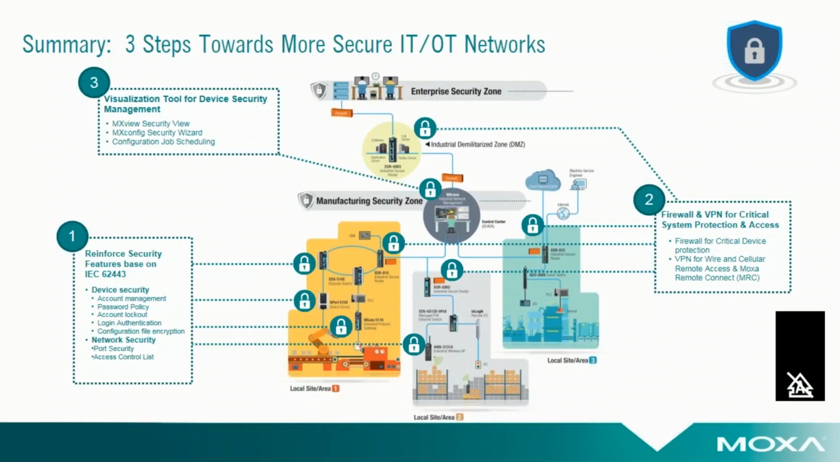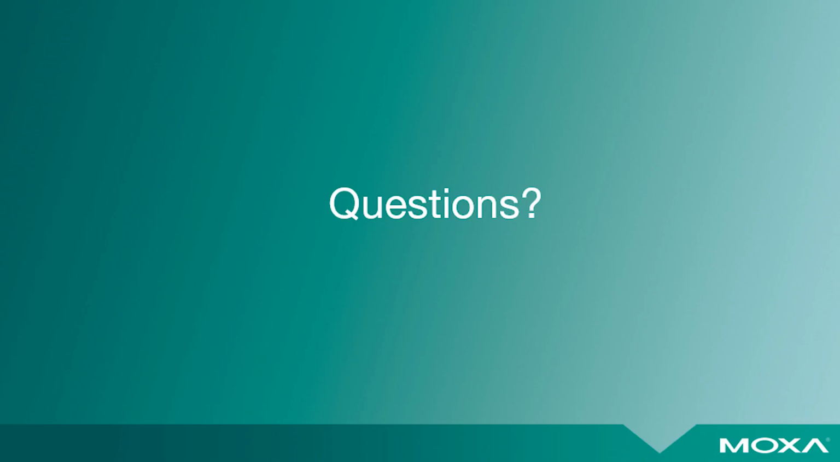Second is network design: secure zones and conduits, segmenting that network so that if somebody breaches one part of the network, you minimize their access to the rest of the network. And third, using a visualization tool to deploy those security policies and monitor them over time.